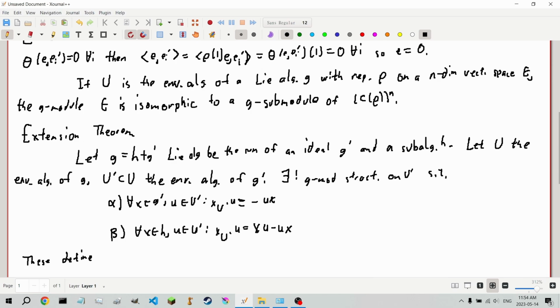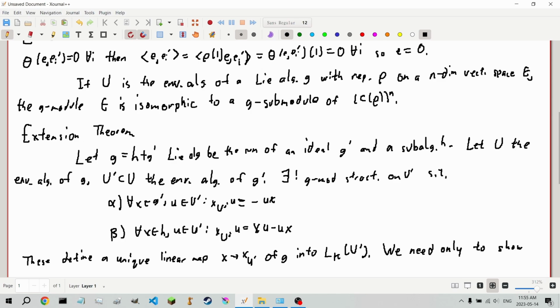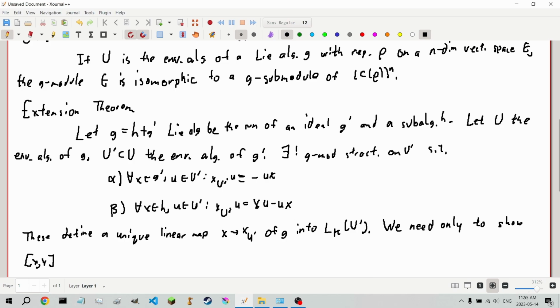These define a unique linear map x into x U prime, of G into the K-linear maps of the universal algebra of the ideal. We only need to show that the bracket of x and y in U prime, the result of that acting on U prime, is x acting on U prime, comma, y on U prime.